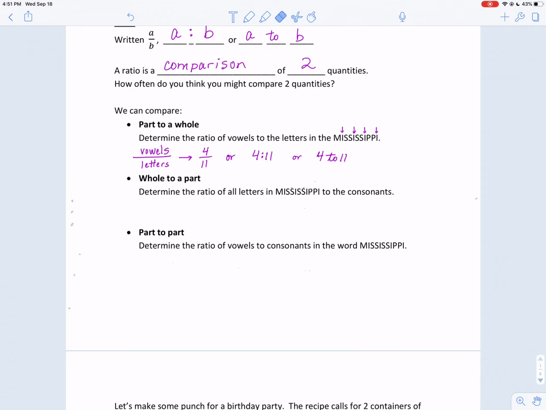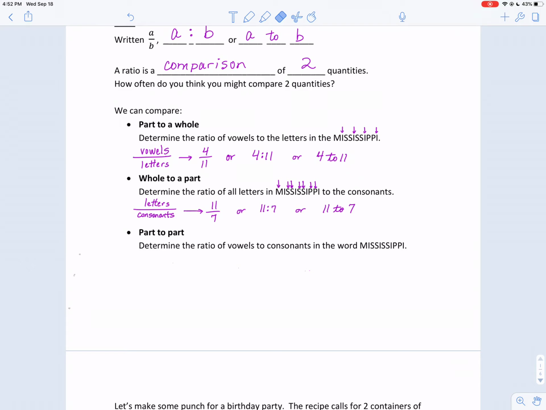Now let's do a whole to a part. So this time we'll determine the ratio of the letters over the consonants. So again, we had 11 letters. Let's count how many consonants we have. So it looks like we have 7 consonants. So it would be 11 over 7. Or you could write it 11 colon 7 or 11 to 7.